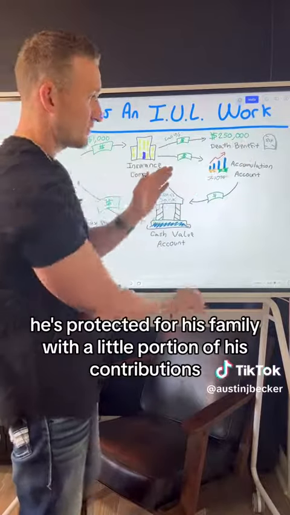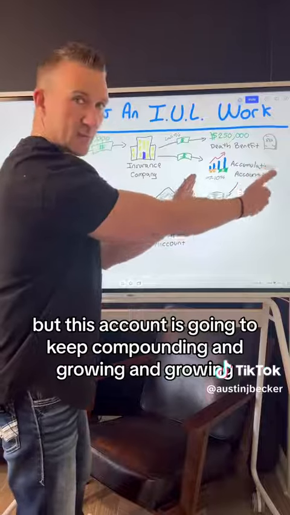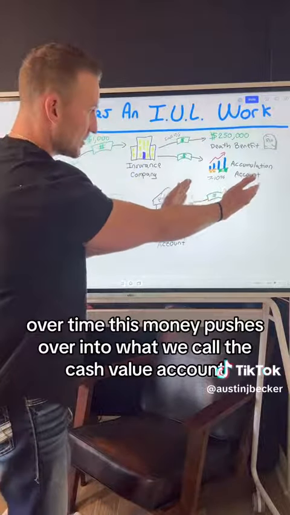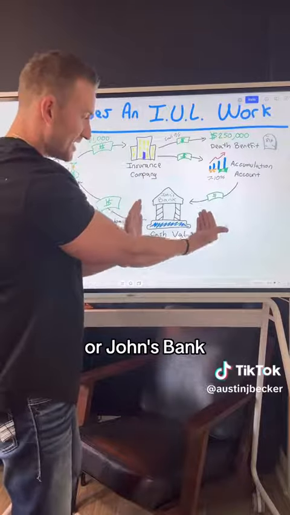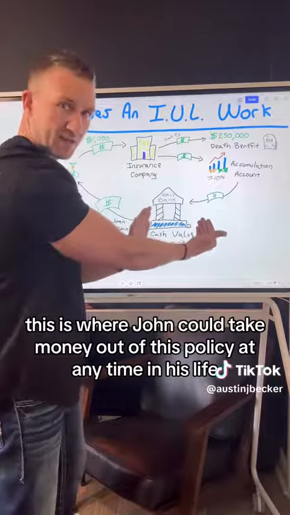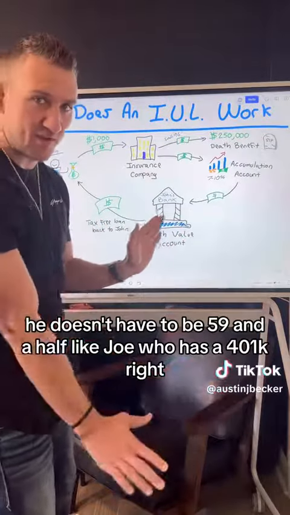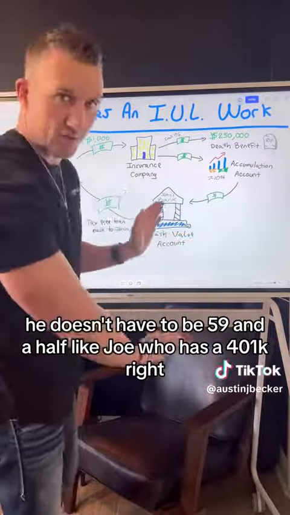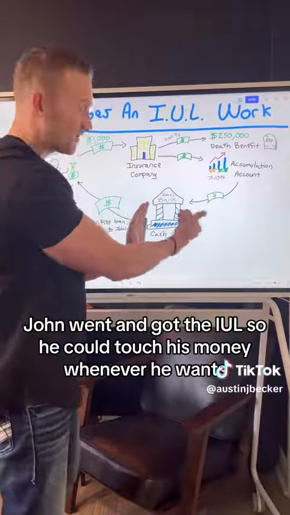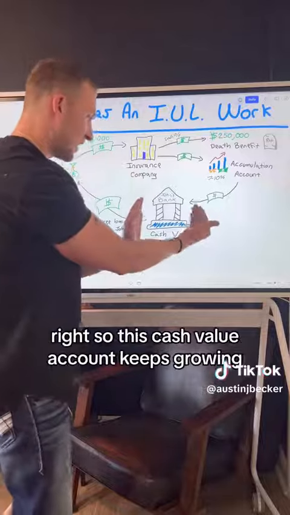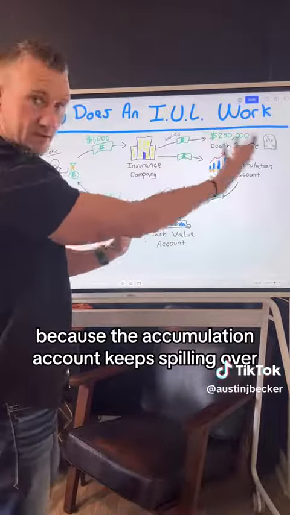He's protected for his family with a little portion of his contributions, but this account is going to keep compounding and growing over time. This money pushes over into what we call a cash value account or John's bank. This is where John can take money out of this policy at any time in his life. Does not matter. He doesn't have to be 59 and a half like Joe, who has a 401k, right? John went and got the IUL, so he could touch his money whenever he wants for whatever he wants with no questions asked, right? So this cash value account keeps growing because the accumulation account keeps spilling over.